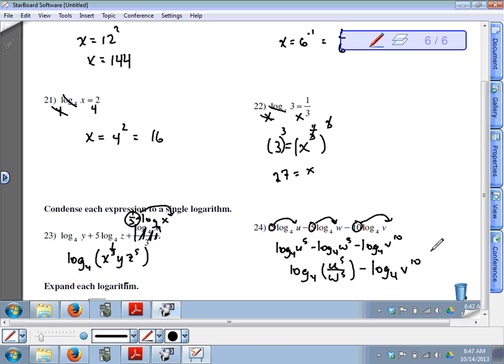Now we're going to condense these two logarithms, and again, because there's a minus sign between them, they're going to form a quotient. U to the 5th divided by w to the 5th is going to be divided by v to the 10th. So this v to the 10th is going to appear in the denominator down here. So condensing these into a final expression, log base 4 of u to the 5th over w to the 5th v to the 10th.